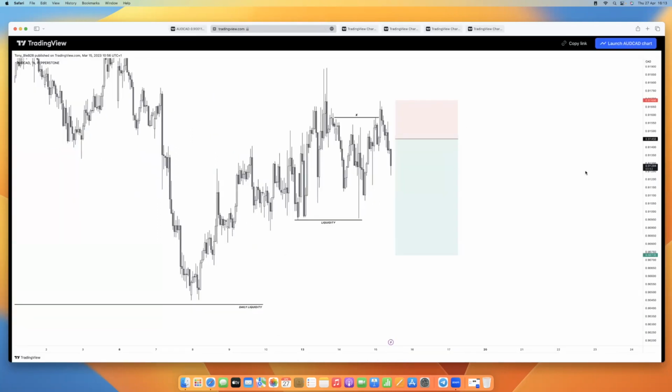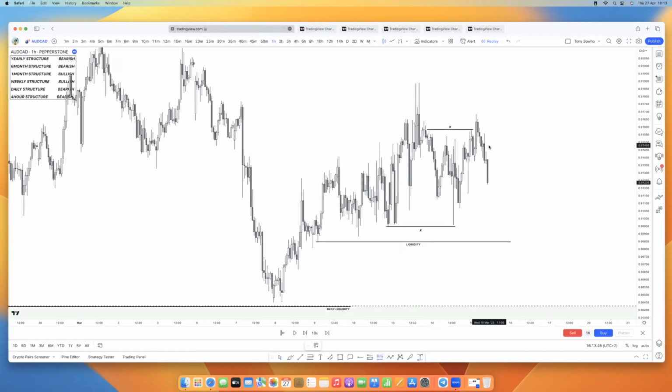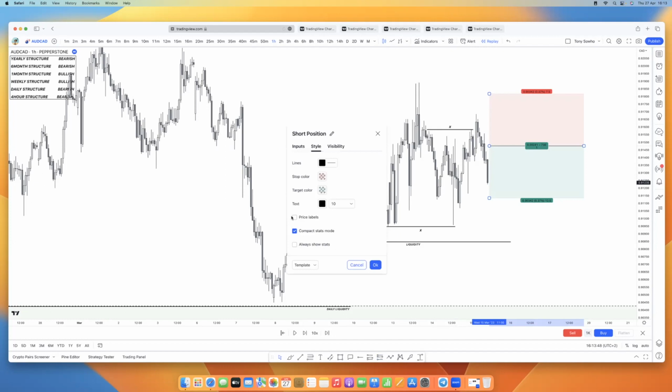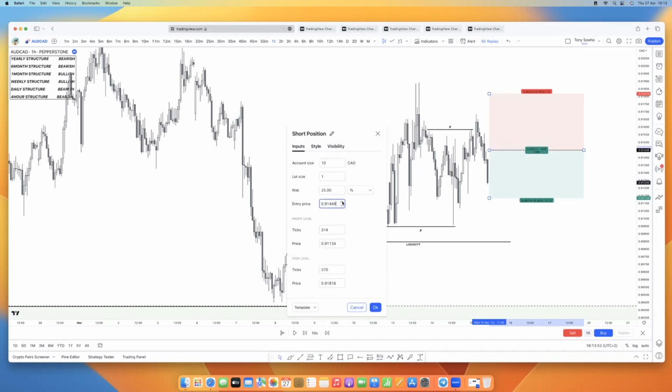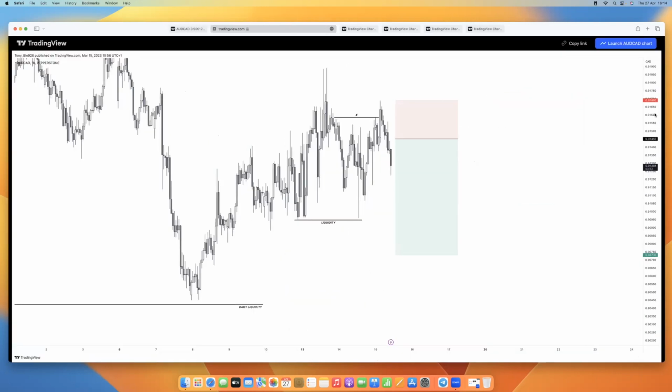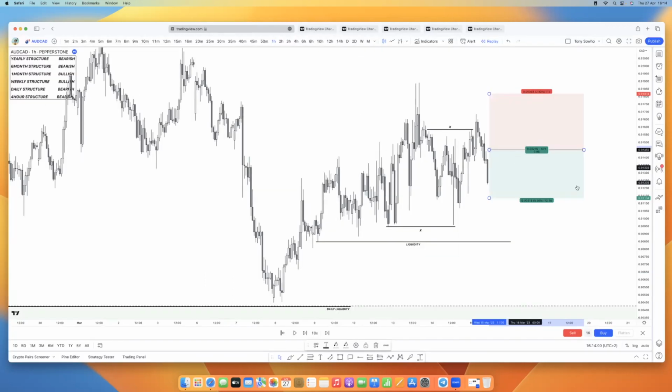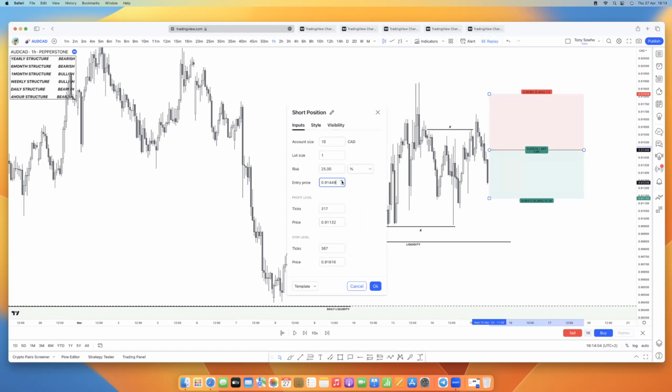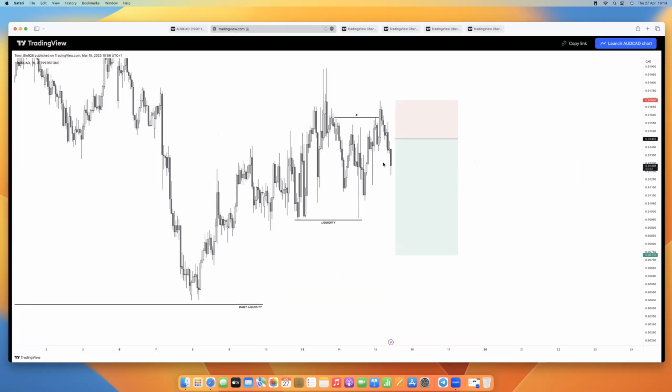My entry was at 0.91450. So I had my entry at 0.91450. I don't usually go more than 30 pips. This is 0.91690. So that's a 24 pips stop loss, right? So it's a 24 pips stop loss.